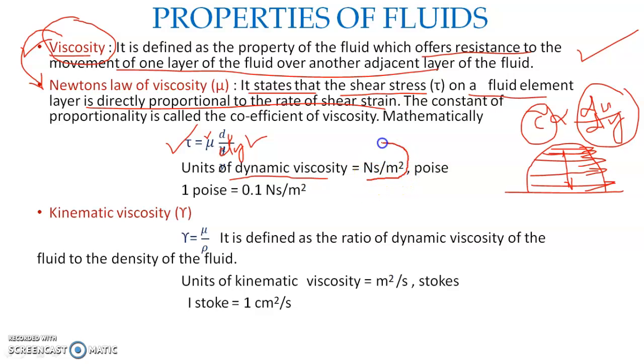Newton second per meter square. This is a very important formula. What is the SI unit of viscosity? The SI unit of viscosity is equal to Newton second per meter square.